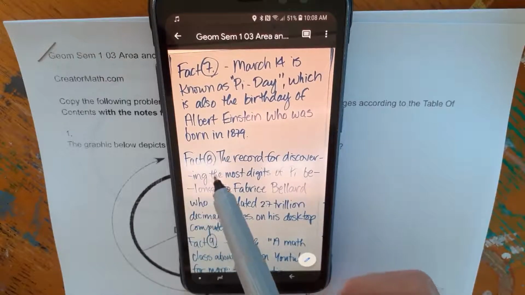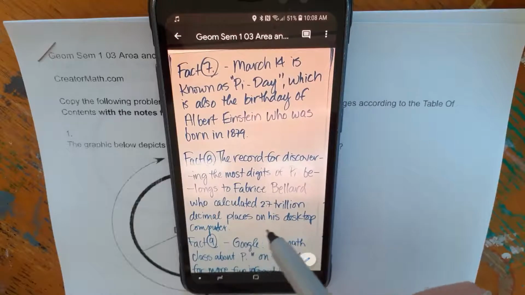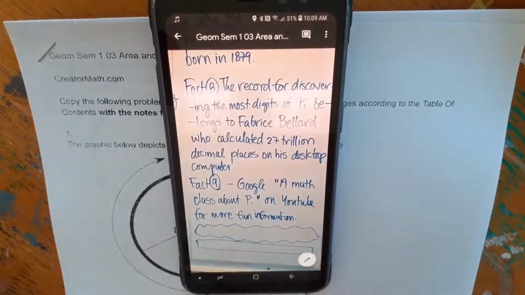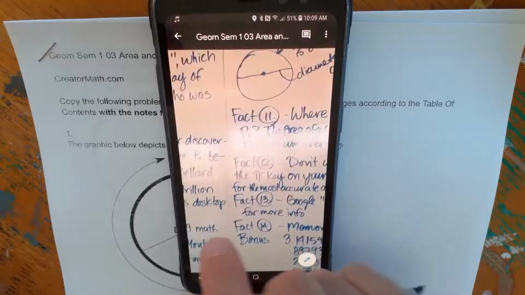All right, that's cool. Fact 8, the record for discovering the most digits of pi belongs to Fabrice Bellard, who calculated 2.7 trillion decimal places on his desktop computer. Must have let it run for a while. If you Google "a math class about pi" on YouTube for more fun information, I encourage you to do that.